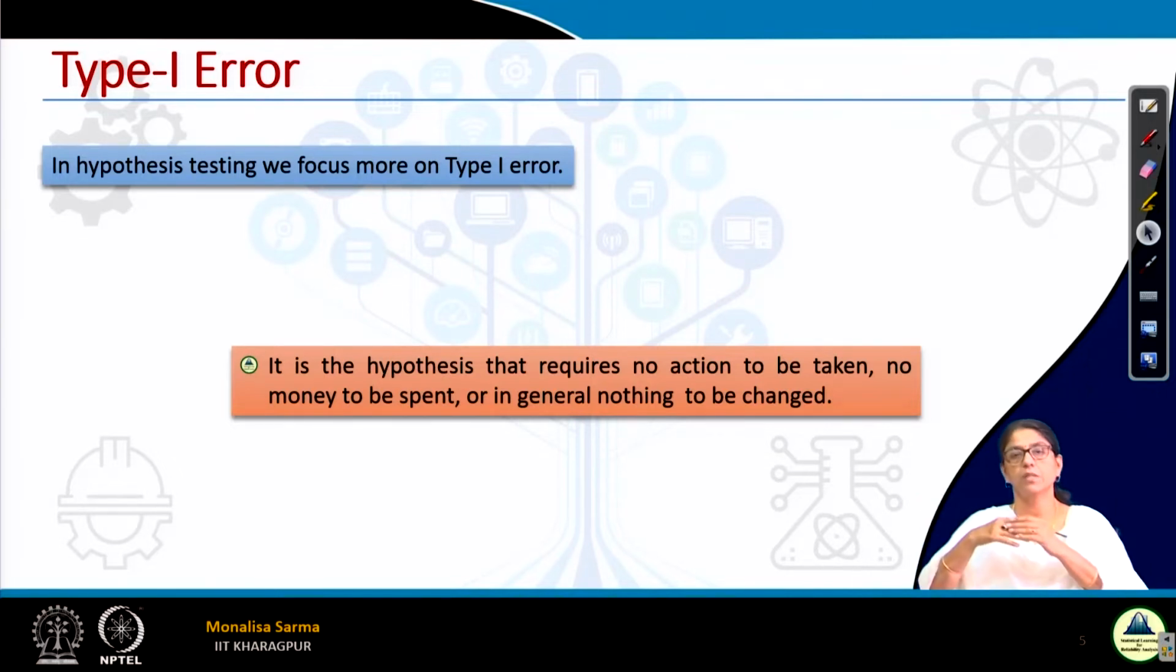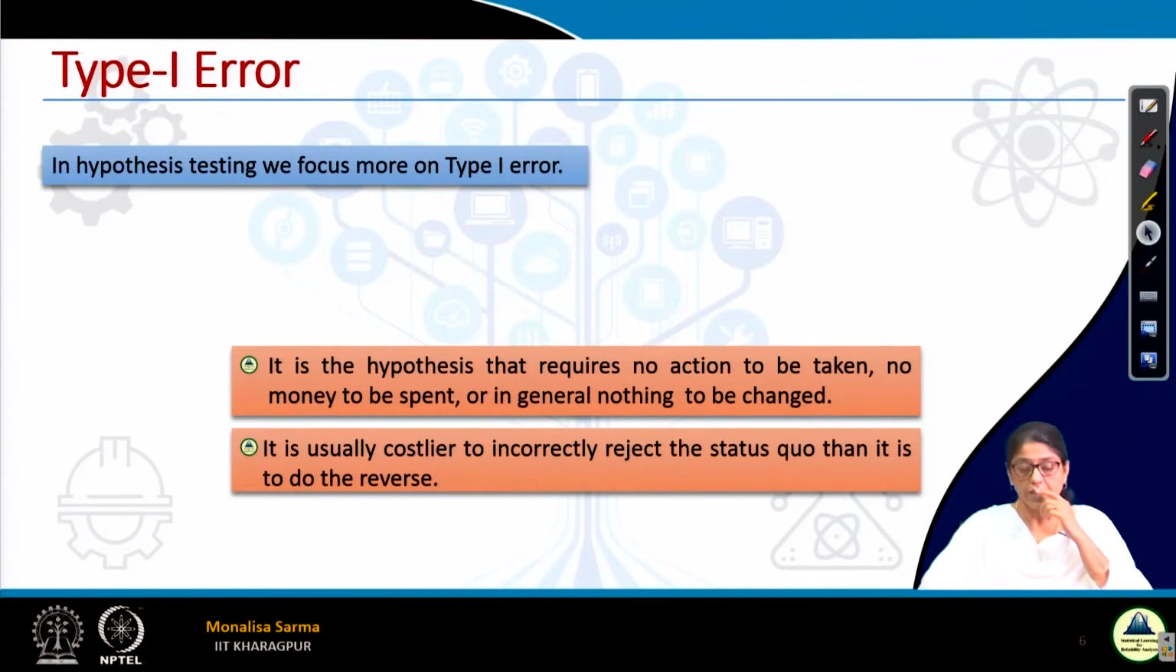My value falling in the rejection region means I am rejecting the null hypothesis. But maybe my null hypothesis is actually true. That was a stray sample which I took and I got that value. So I have rejected the null hypothesis, which means the machine is not working properly. I'll have to change the whole machine. Maybe I'll have to invest crores of money for changing the machine, spending lots of money, time, energy, everything, which actually is not necessary. So it is usually costlier to incorrectly reject the status quo than it is to do the reverse. That's the main reason why we focus on type 1 error.